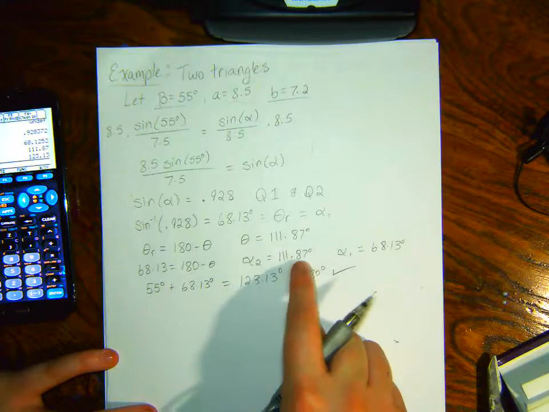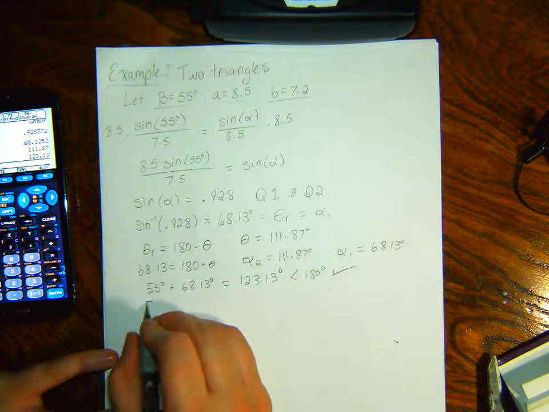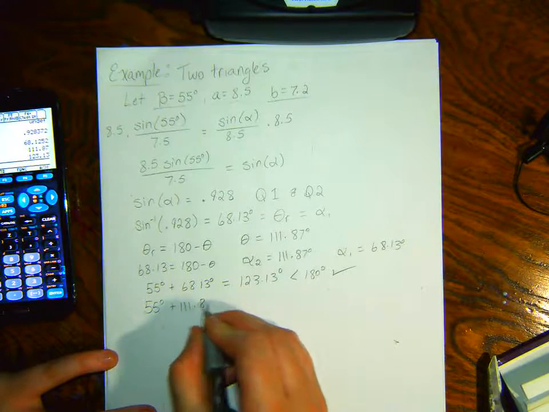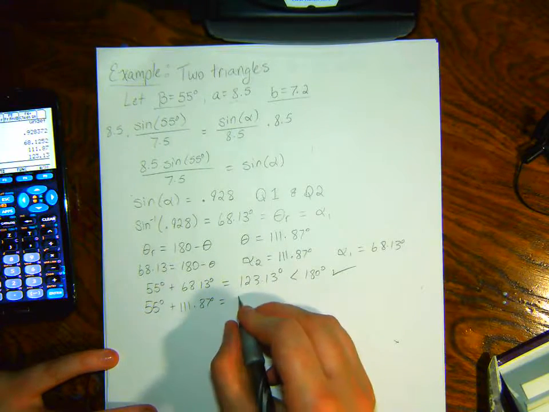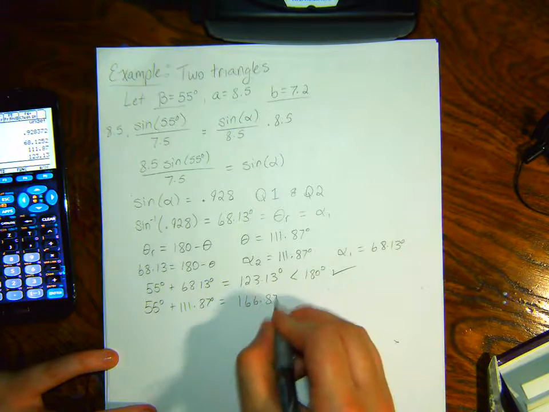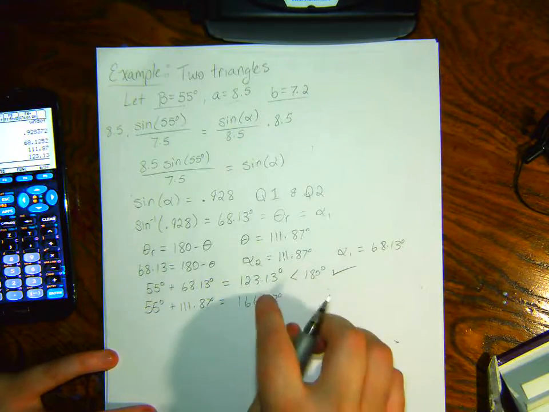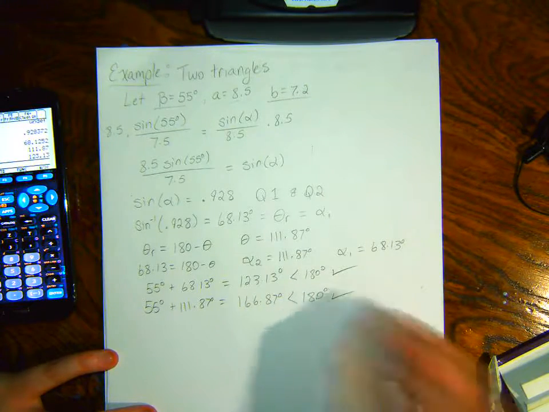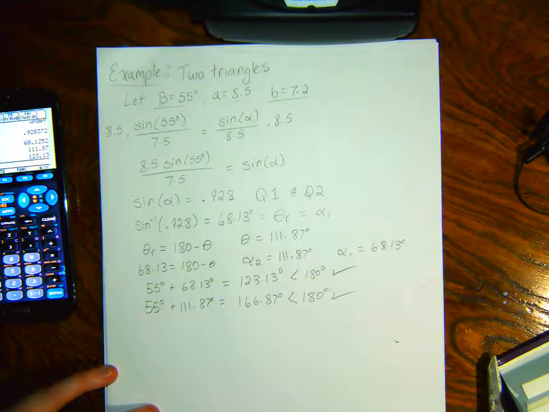Now let's check the other angle that we had. That's 55 degrees plus 111.87 degrees, and that's going to give me 166.87 degrees. This is also less than 180, so that gives me enough angles to play with for the third angle as well.